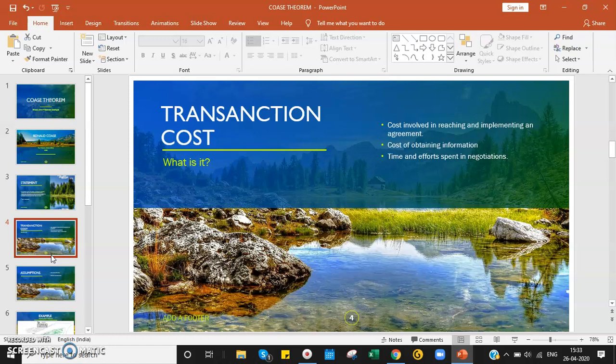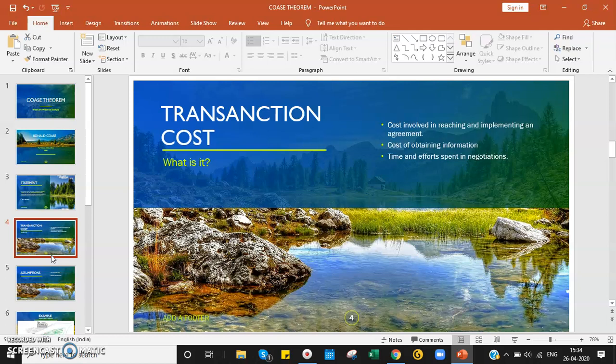If you have seen our previous lecture, you could easily relate to how the Jat and the Punjabi spent an enormous amount of time and effort in their negotiation. They also must have incurred a cost of obtaining information of costs and benefits.